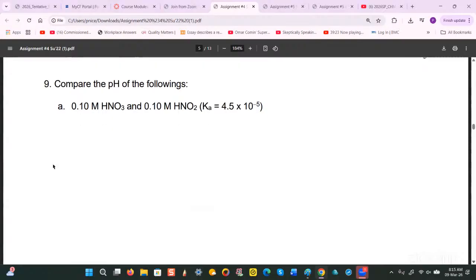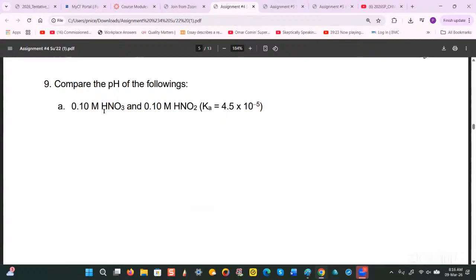So for question 9, basically you're going to compare the pH of these two. You're going to say which one is higher or lower. I can tell just by looking that the one that would be lower in value is the nitric acid, because they both have the same molarity, and I know that nitric acid is a strong acid, and nitrous acid is a weak acid, which has a Ka value of 4.5 times 10 to the minus 5. So I can tell just by looking that the nitric acid would have a lower pH because it's a stronger acid. However, what you need to do is calculate the pH of both of them, right?